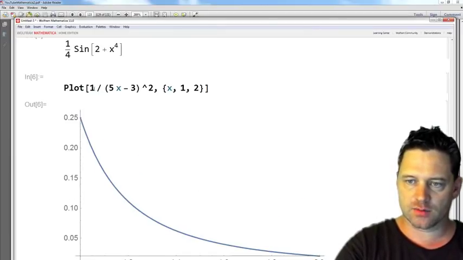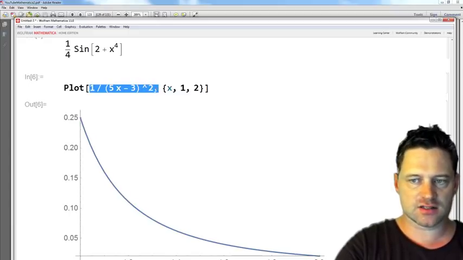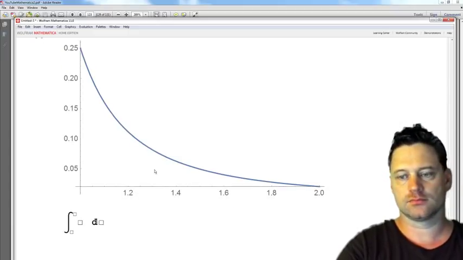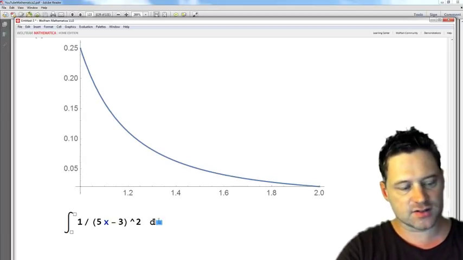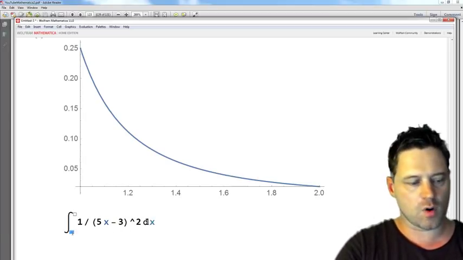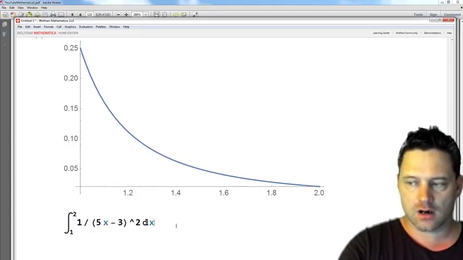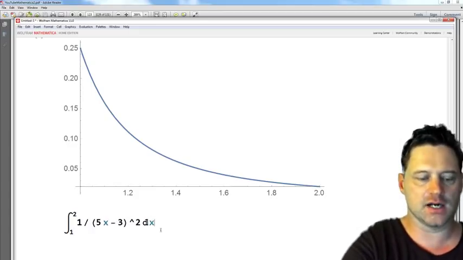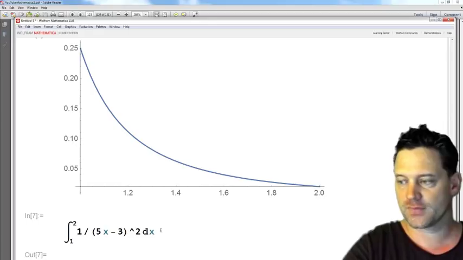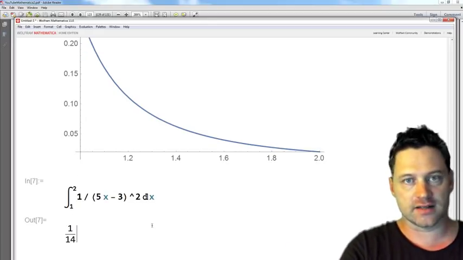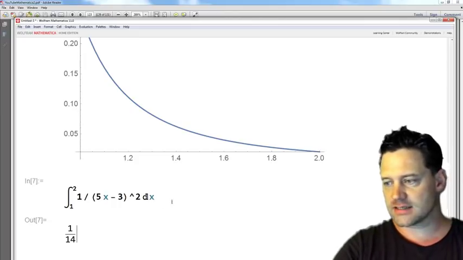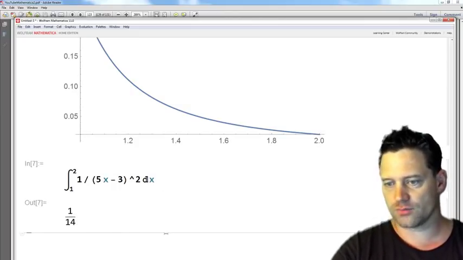All right, so I want to integrate this function. So I'll paste that in there with respect to x from 1 to 2. All right, now if I press Shift Enter, I'll get a number. So let's just do it. Shift Enter, 1 over 14. But how do you calculate that by hand? Okay, so I'll show you.